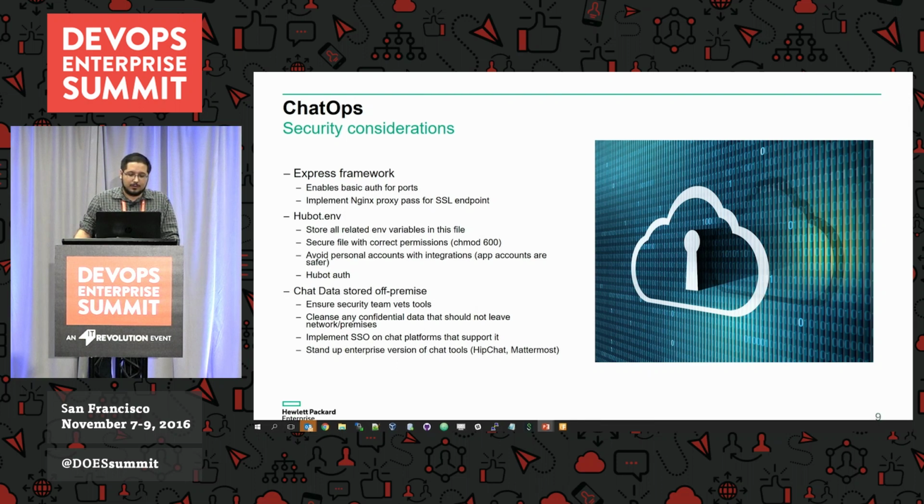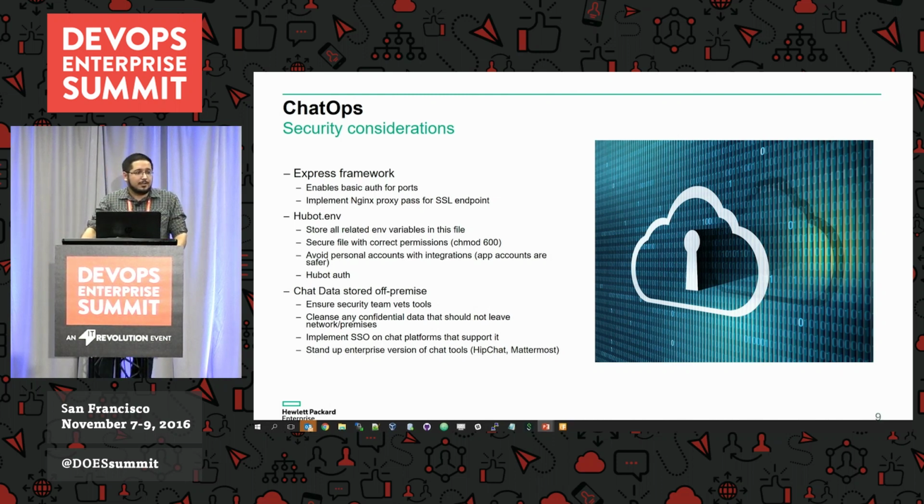Security considerations. Whenever you stand up your chatbot, you've got to keep a lot of details in mind of security. You want to make sure that you utilize some of these security features that Hubot comes with as standard. Hubot auth is one of them. Essentially Hubot uses the Express framework for offering a port for you to use when you're writing your integrations. You can use that for basic authentication. You can also implement an Nginx proxy as well to secure communications with the chatbot if you're writing that REST API backend to the chatbot.